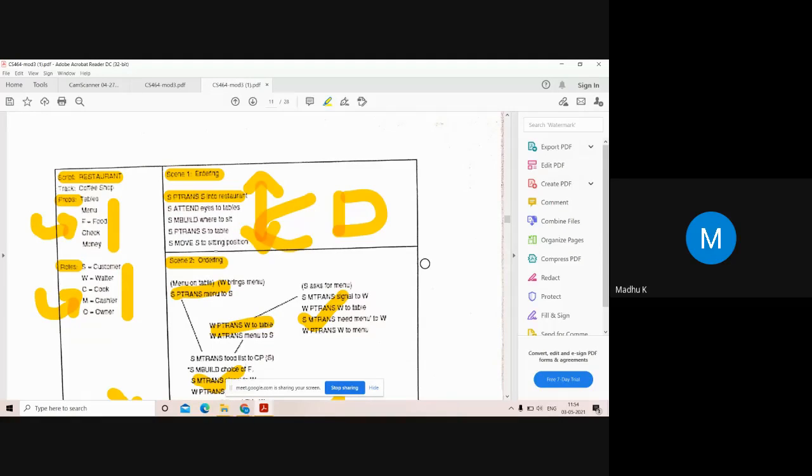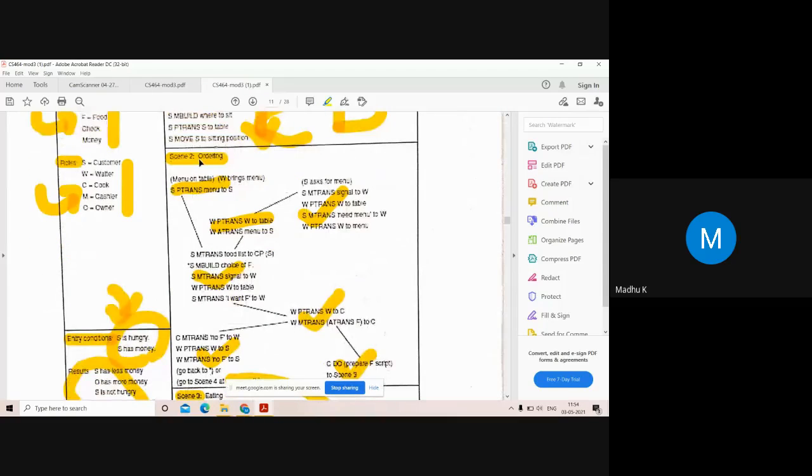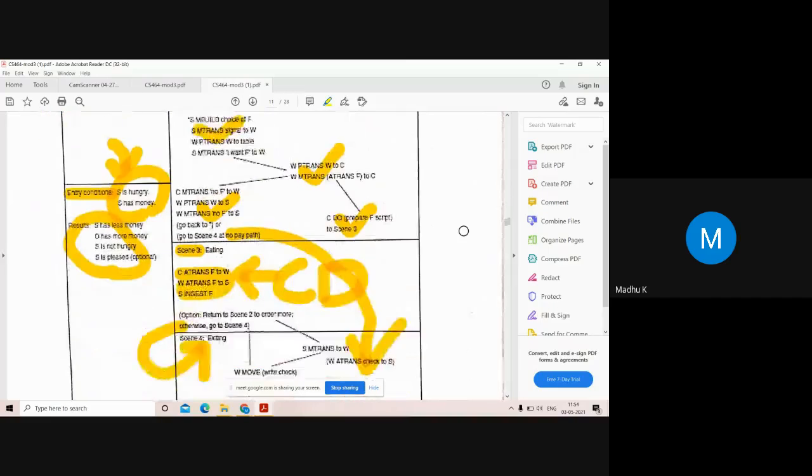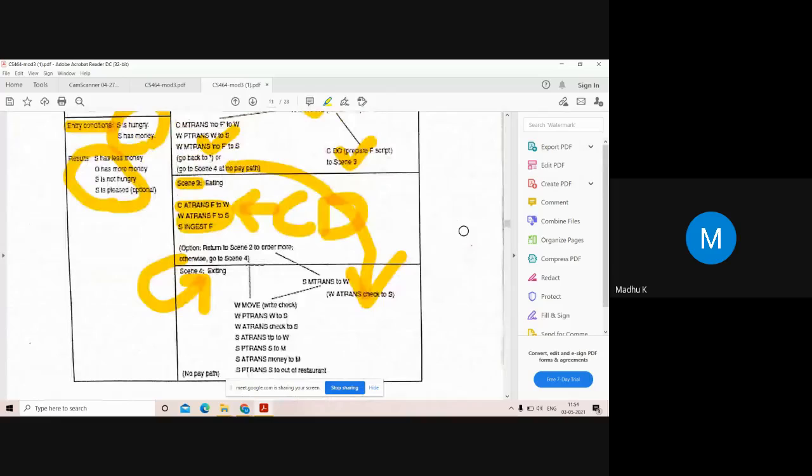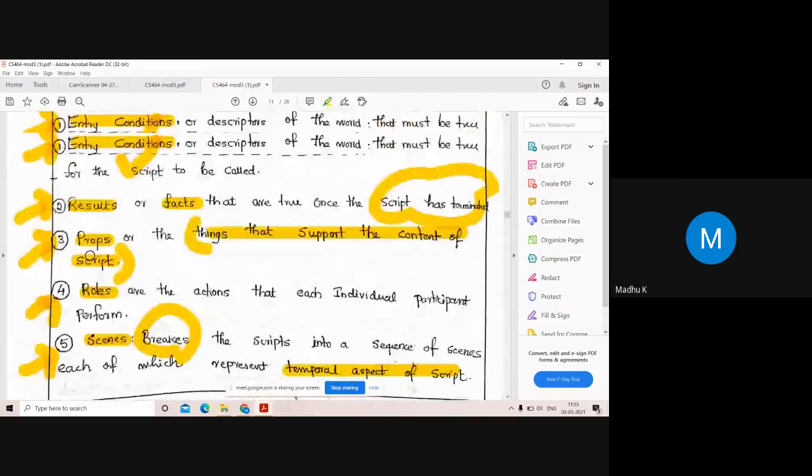Anyway, let's try to understand the concept. There are several scenes. Inside the scenes, various events are ordered. So this is about the script system. After executing the script's scenes, you will get a result. So this is about the script system.